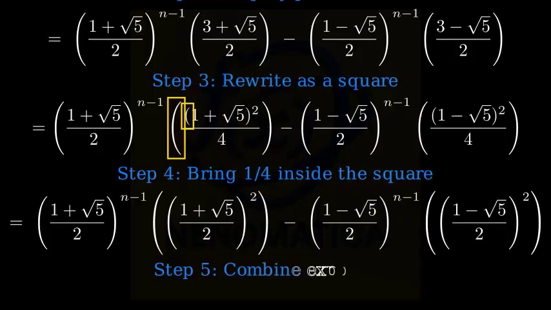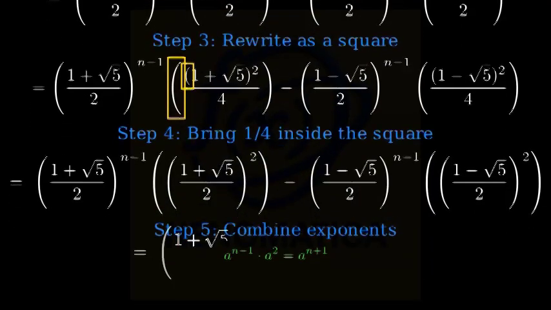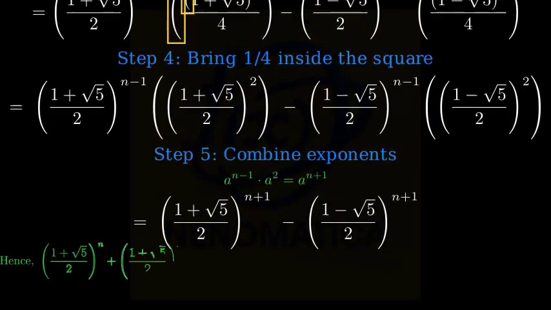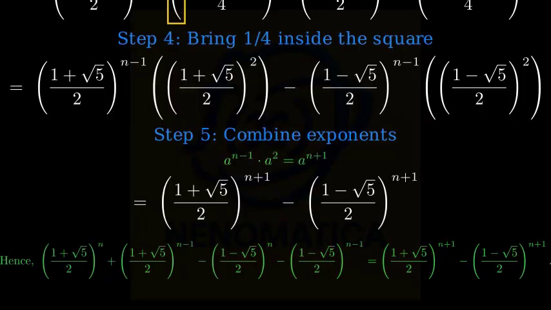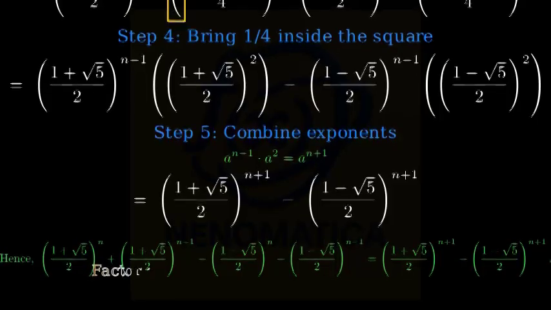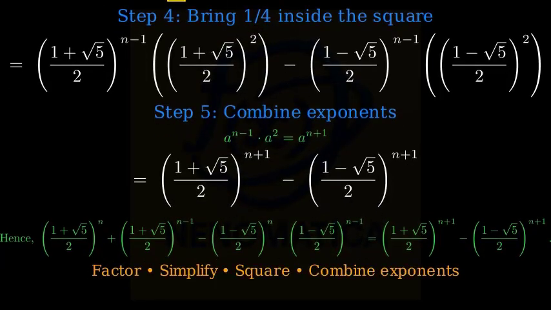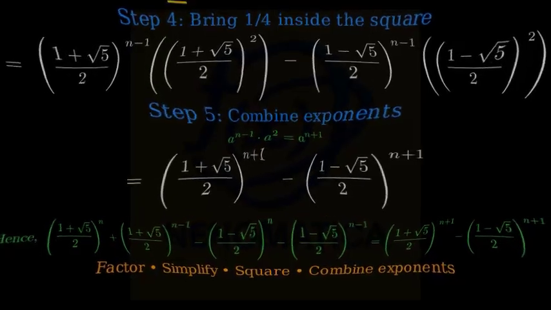Step 5. Use the law of exponents. The base to the n minus 1 times the same base squared equals the base to the n plus 1. Apply it to both terms to reach the right-hand side. We proved the identity by 4 clean moves. Factor a common power, simplify the parentheses, recognize a perfect square, and finally add exponents. This mirrors the structure shown in the reference solution and works for every natural number n.